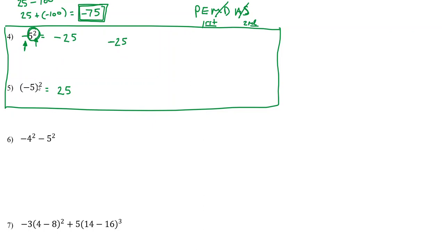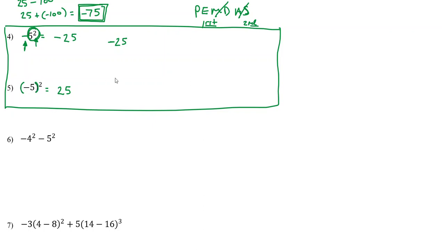Versus question number 5, where we put the parenthesis. Notice the only difference is we put a parenthesis around the 5 and the negative sign. So that negative 5 is inside the parenthesis with the 5. And when we say square, we mean square the whole thing.